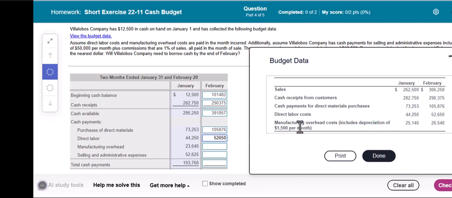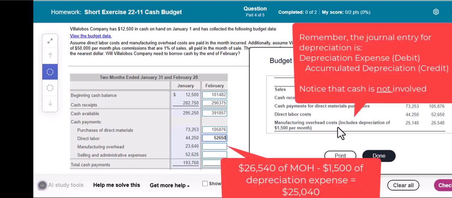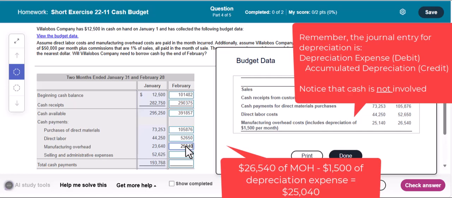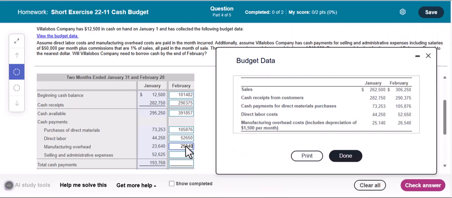And then again, our manufacturing overhead costs, the tricky one, we have to take $26,540 and subtract out the depreciation because again, no cash is involved with that depreciation, and this is a cash budget. So we will go ahead and input that amount here. So we can do the quick math. So that's going to give us $25,040 for manufacturing overhead, or things like the plant property tax, plant depreciation, and depreciation on the machinery. So those are included in the cash transactions, except for that depreciation of $1,500.